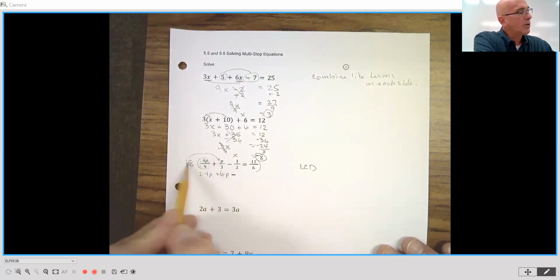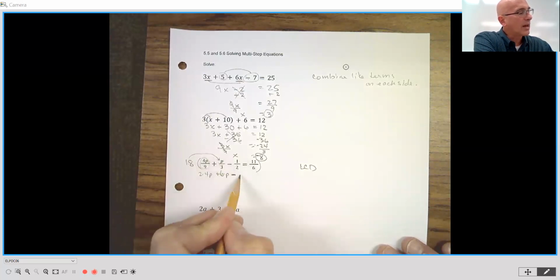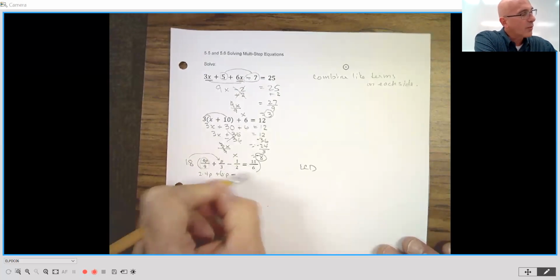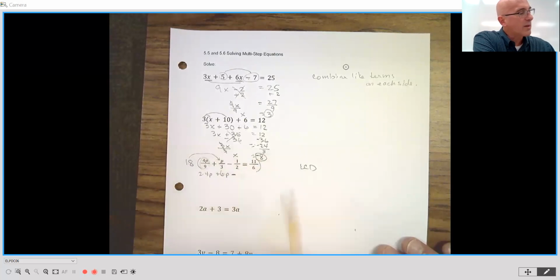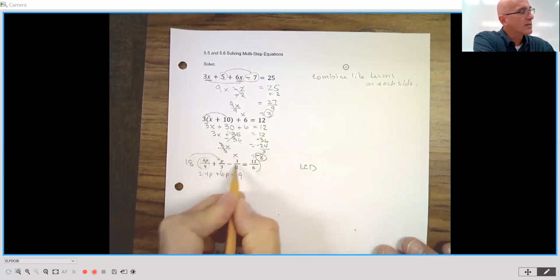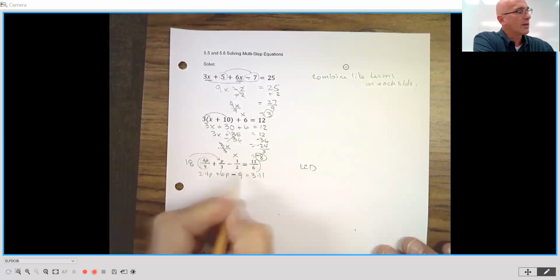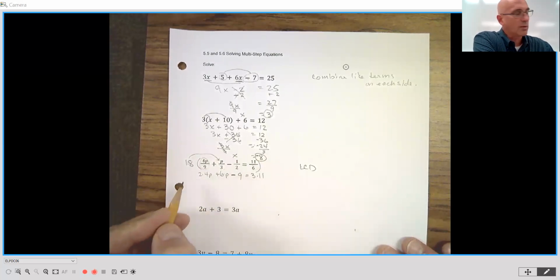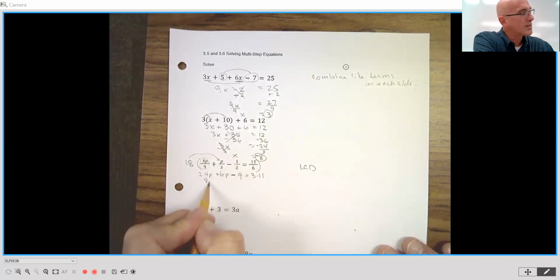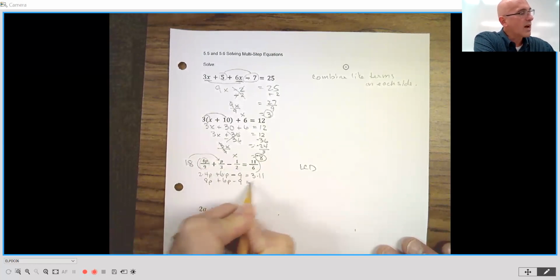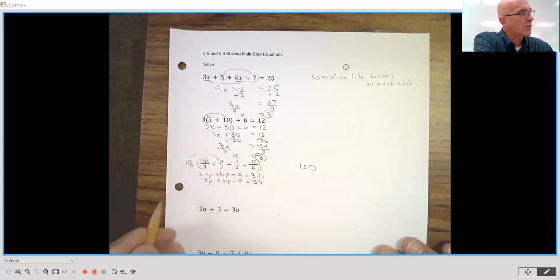18 multiplied by a half, we get a 9, sorry, wasn't thinking. When we divide by the denominator, we get a 9 times 1. And then when we multiply 18 times this fraction, the 6 cancels out and we're left with a 3. So we have 3 times 11. Now let's just clean this up a little bit here. 2 times 4p is 8p. And we have plus 6p minus 9, and 3 times 11 is 33.